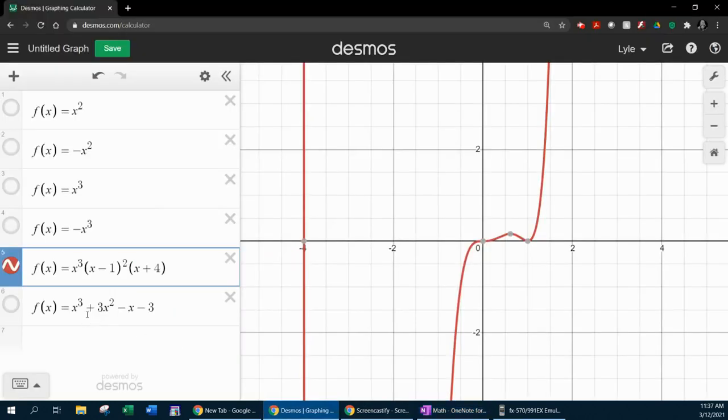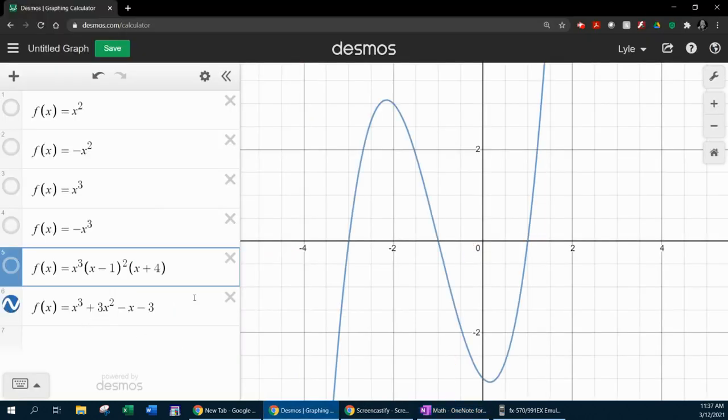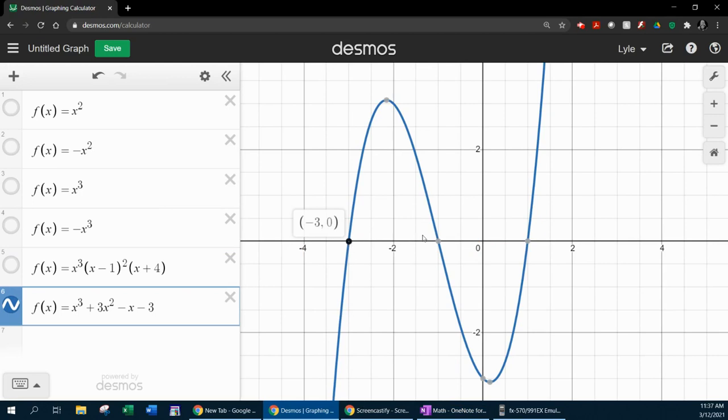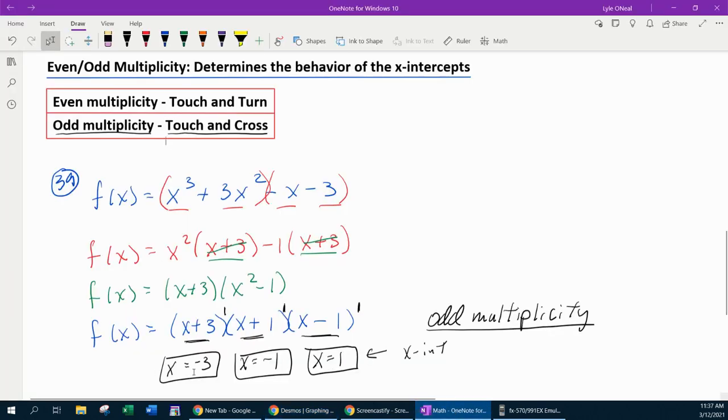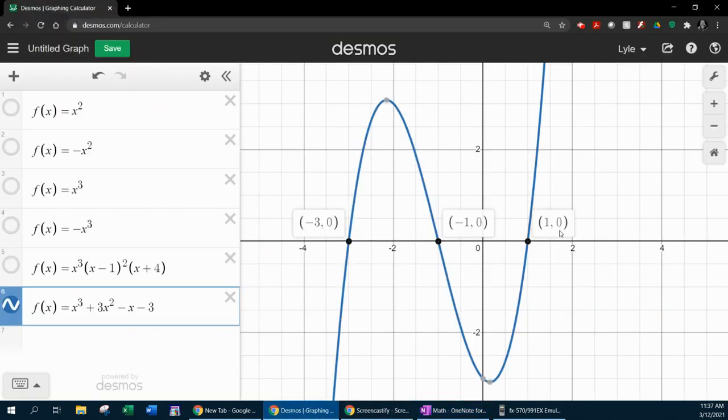I've already got this typed into Desmos. If I turn that on and click on every one of the x-intercepts, first of all, that does verify my handwritten work. -3, -1, and 1 are the x-intercepts. Notice that every x-intercept, we do a touch and cross. Touch and cross, touch and cross. Every x-intercept touches and crosses over.